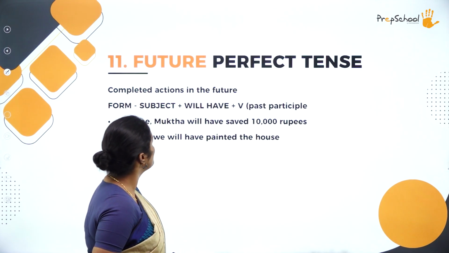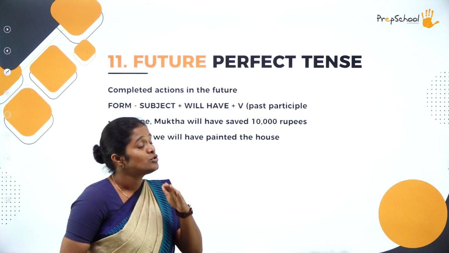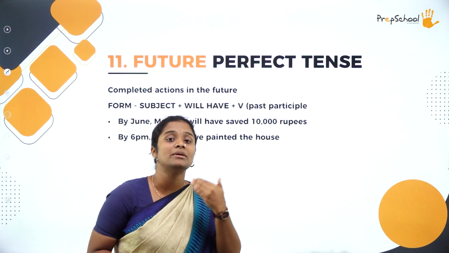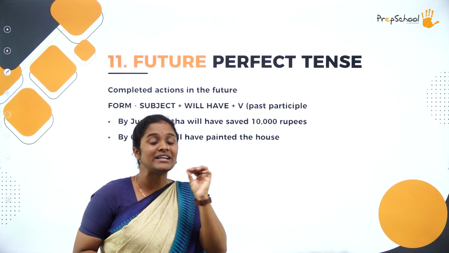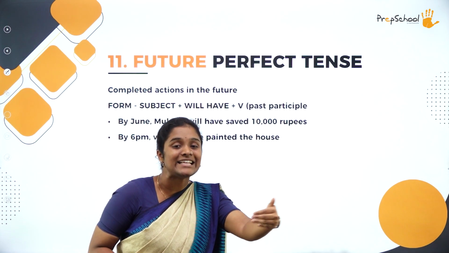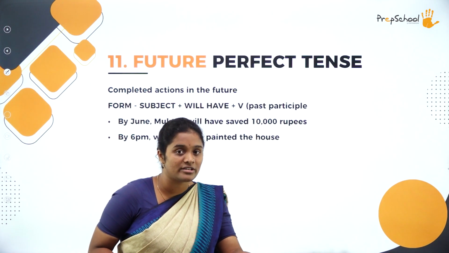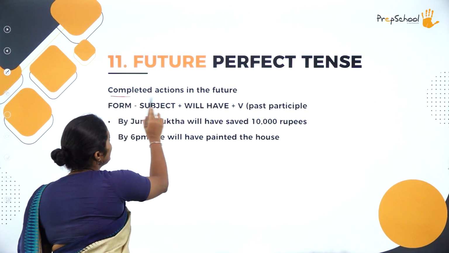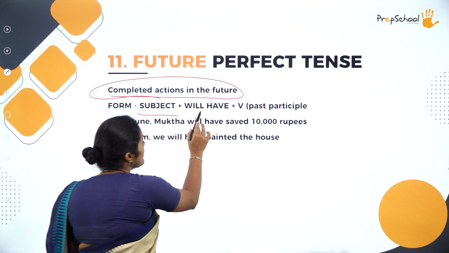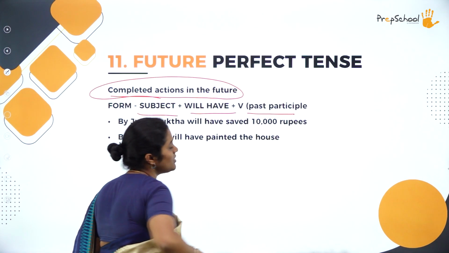Moving forward to future perfect tense. Although this particular one is going to happen in the future, you predict it to be completed by a particular time. Hence, it will be completed in the future and you're talking about it now. How do you talk about it? Completed actions in the future. What is the form then? Subject will have plus verb in the past participle.